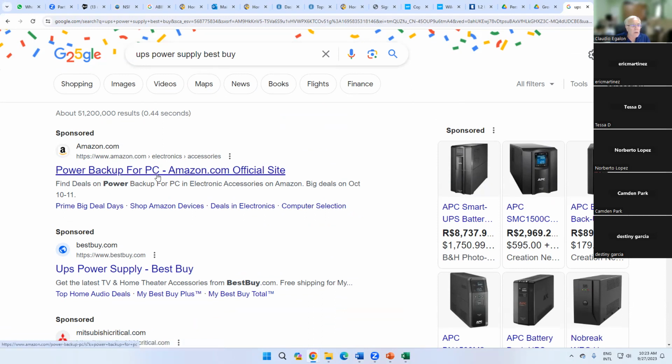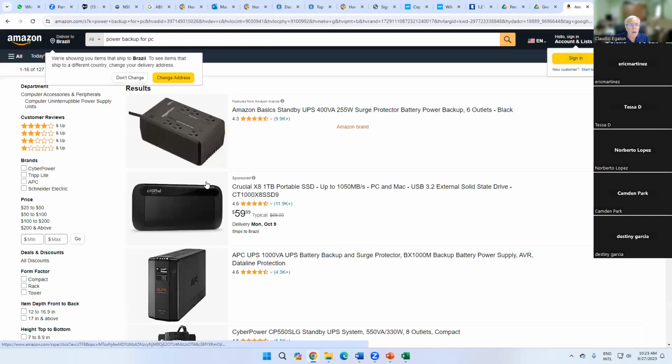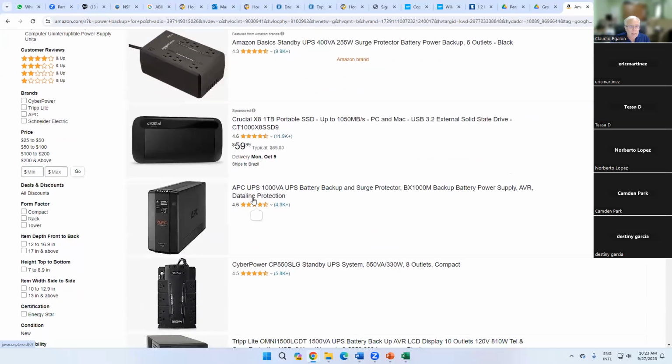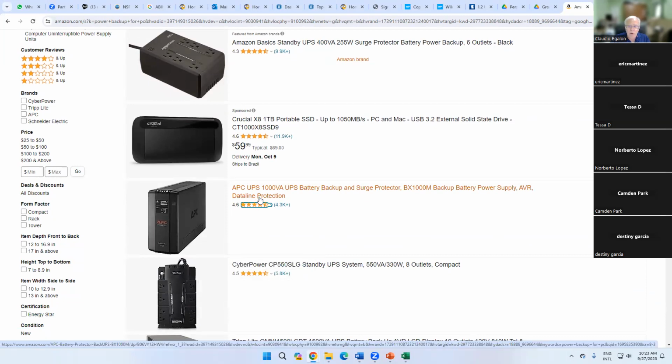Here you go, Amazon. Power backup for PC. Basics, UPS. But they don't tell us what the price is. 59? No, this wouldn't work for your computer. But this looks like it would work for your computer. Gotta look at how long those things would power. Mine is not 1,000 VA. Mine is more like 15,000 when I bought it. It's more power. VA is the unit of power.